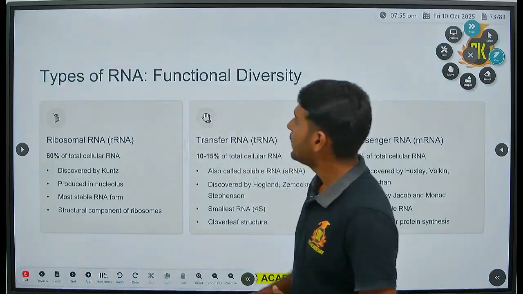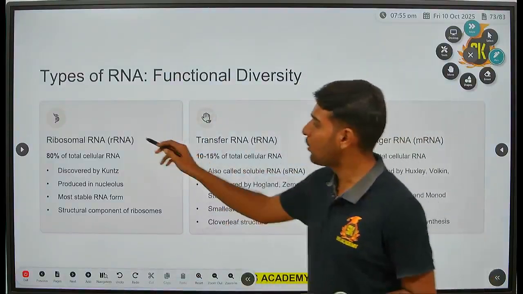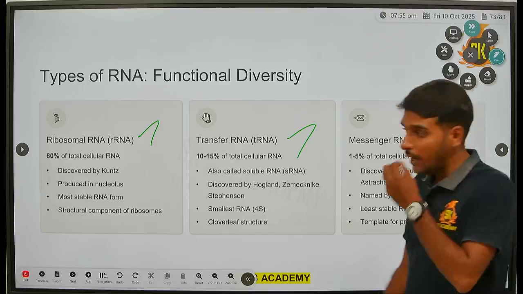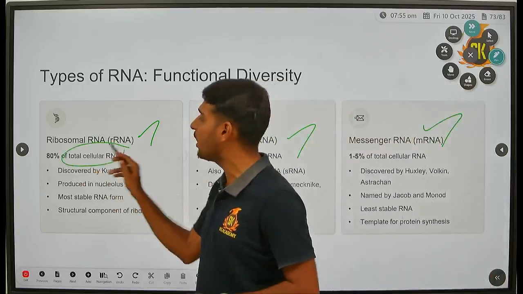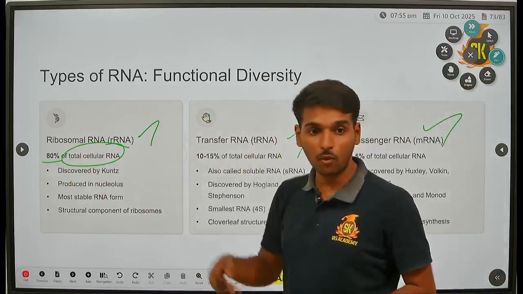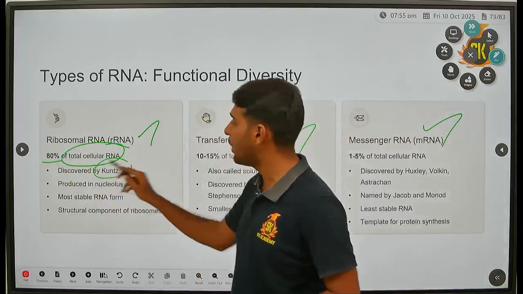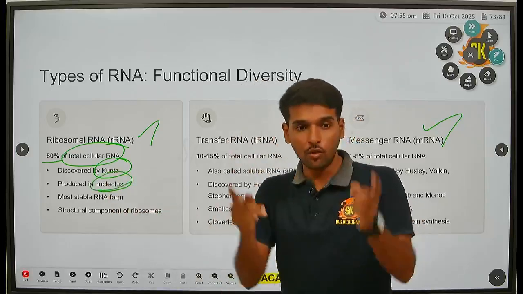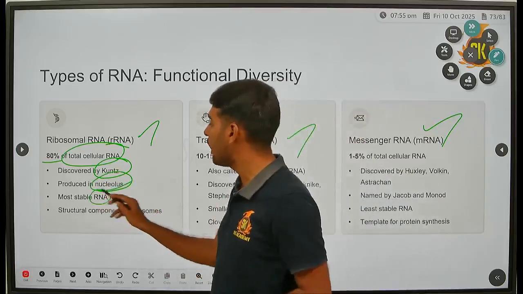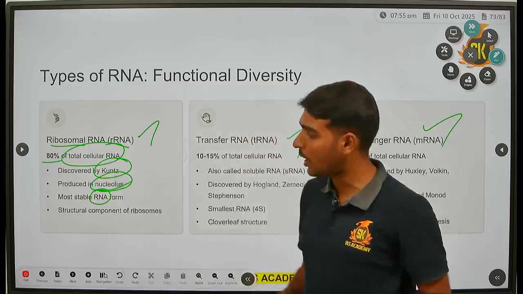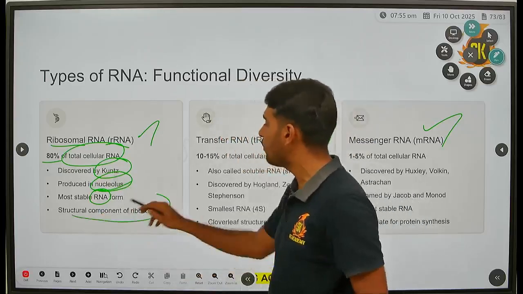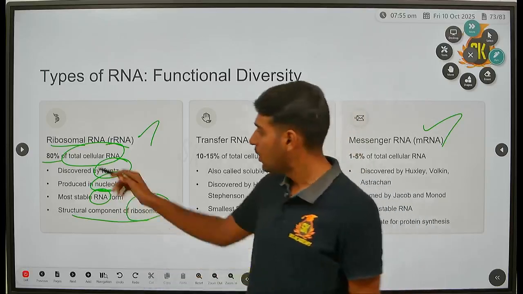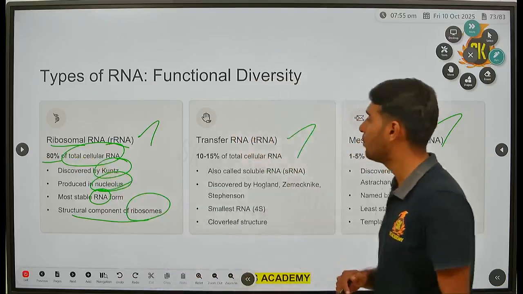Okay, now types of RNA: ribosomal RNA, transfer RNA, messenger RNA. 80% of the total cellular RNA is ribosomal RNA. It was discovered by Kuntz, produced in the nucleolus of the nucleus. Most stable RNA form is the ribosomal RNA, a structural component of ribosomes. Ribosomes are also made up of what? Ribosomal RNA only.